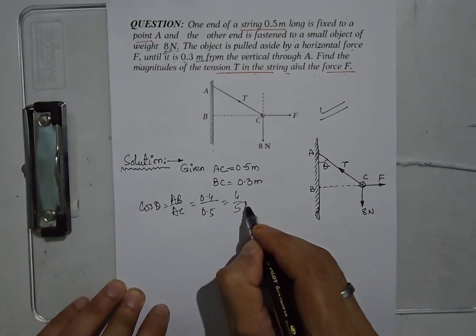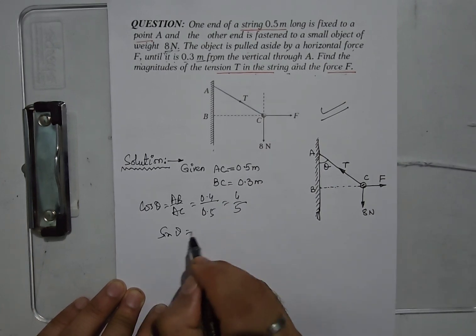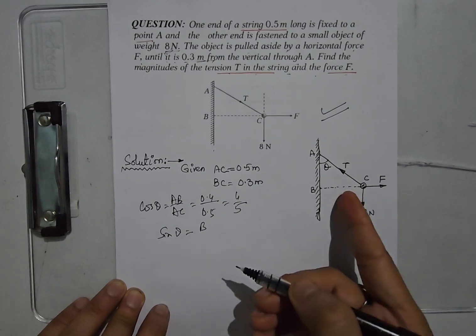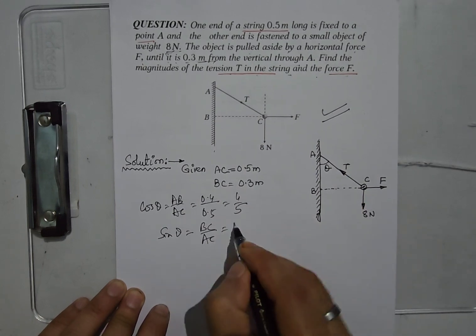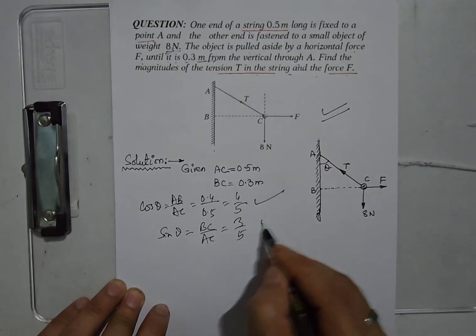Okay, right. Similarly, let's calculate sin theta. Sin theta would be equal to BC upon AC. So this would be simply 3 upon 5. So this cos theta and sin theta are evaluated.